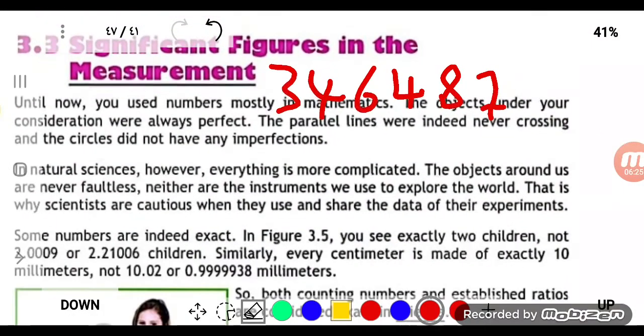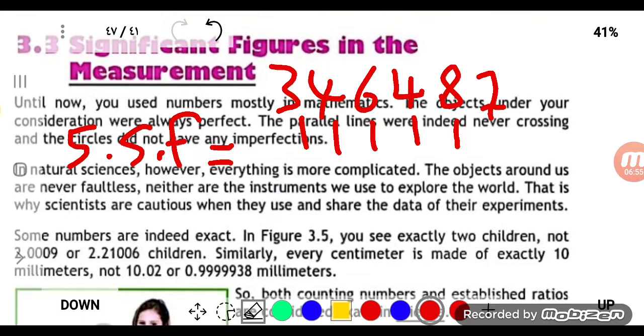If I said you write this number correct to 5 significant figures, 5 sig figs, what's the answer in this case? Here you count 1, 2, 3, 4, 5. So you stop at the 5th digit, and the rest should be zeros.